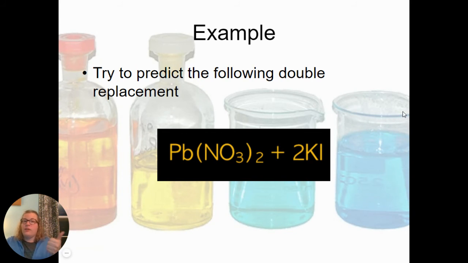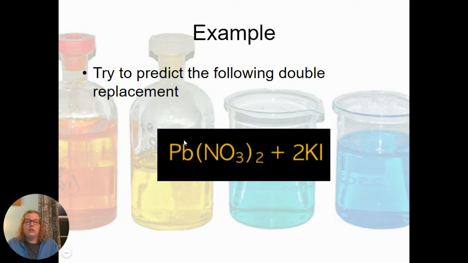Again, first thing, find your oxidation numbers for everything. Then do this partner swap, the cation swap. Then balance your equation. Then check your solubility rules. Okay? Give it a shot, and we'll see how it goes. Okay, we're going to start here.